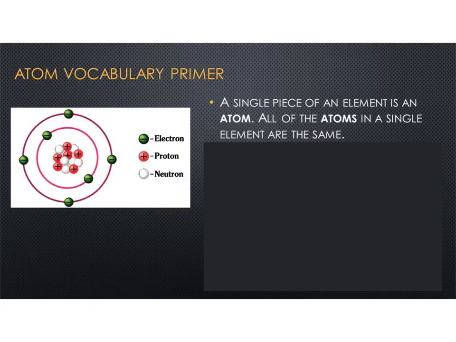If you were to get just one piece of an element, just a single piece that still has all of the properties of that element, then you would have an atom. And if you were to look inside of an element that has a bunch of atoms, all of the atoms inside of that element are the same. Are they identical? Not exactly. But when I say that they're the same, that means they all have the same number of protons. Every single atom inside of an element has the same number of protons. And an atom is the smallest piece of an element that is still that element.